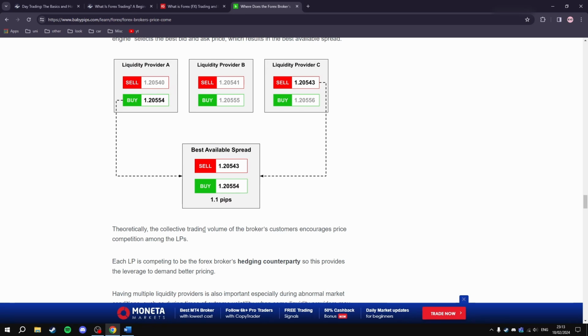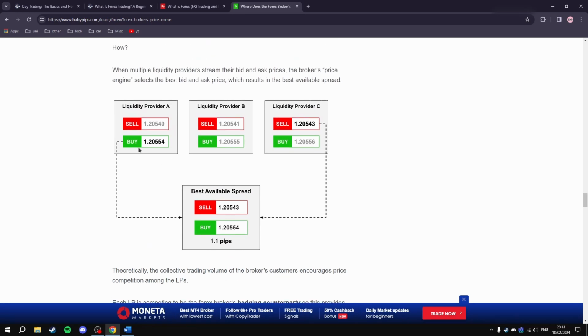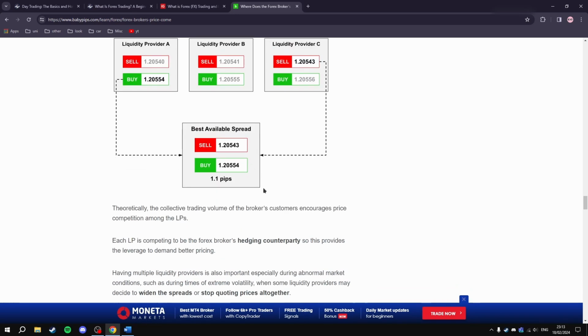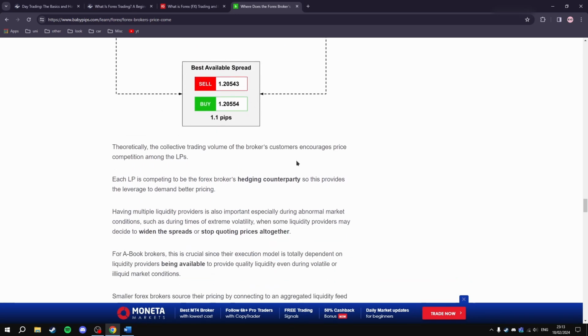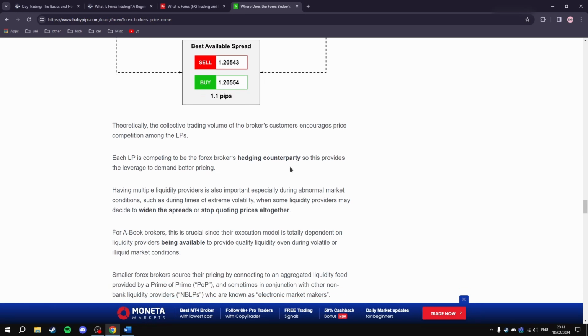Theoretically, the collective trading volume selects the best bid buy price and then selects the best sell price. So the largest buy price, the smallest buy price and the largest sell price, and then you can have the largest difference, which is the largest spread. Theoretically, the collective trading volume of the broker's customers encourages price competition among the liquidity providers.